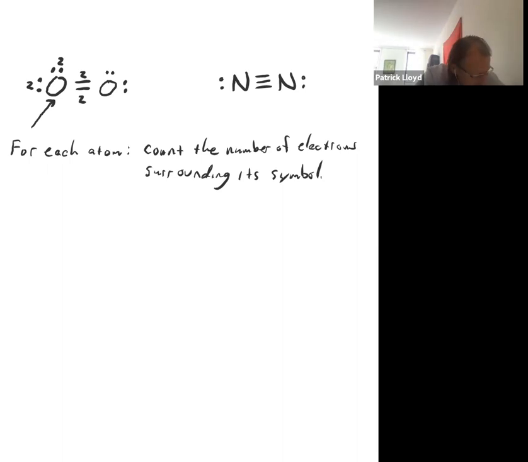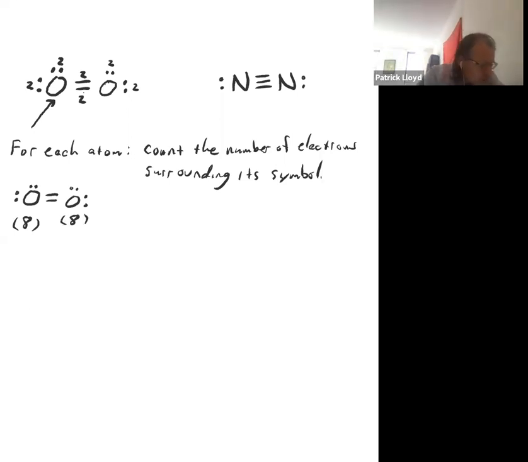So I'm going to write it this way. This one has 8. Now let's do the oxygen on the right. We're just counting up the electrons around it. So it has 2 here at the top, 2 here. And then it also has the 2 and the other 2 in the bonds. So we're counting those twice because we're doing it for each atom. So that oxygen atom on the right also has 8. So they both have 8.